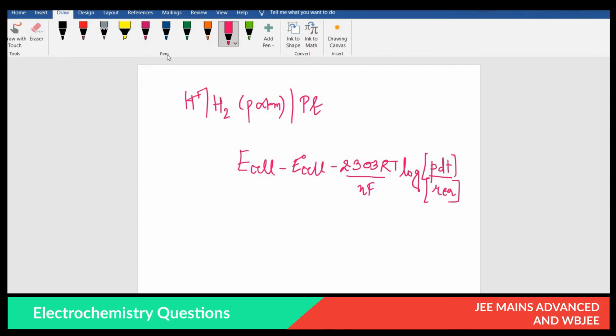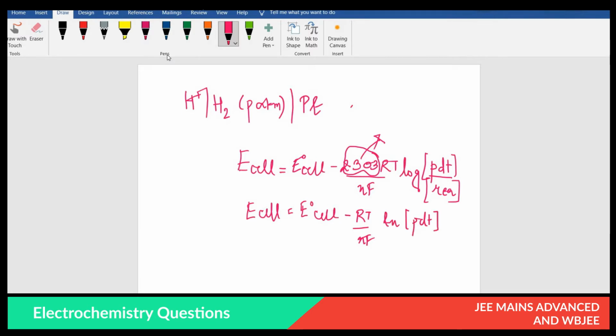That's right. Now if you check the options, the first thing you will see is that ln is written in place of log. So if we have to change ln to log, we have to multiply ln by 2.303 in order to get log, right? Since it is written as ln, we will not use this factor 2.303. So the expression changes to E cell equal to E0 cell minus RT by NF ln of product by reactant.